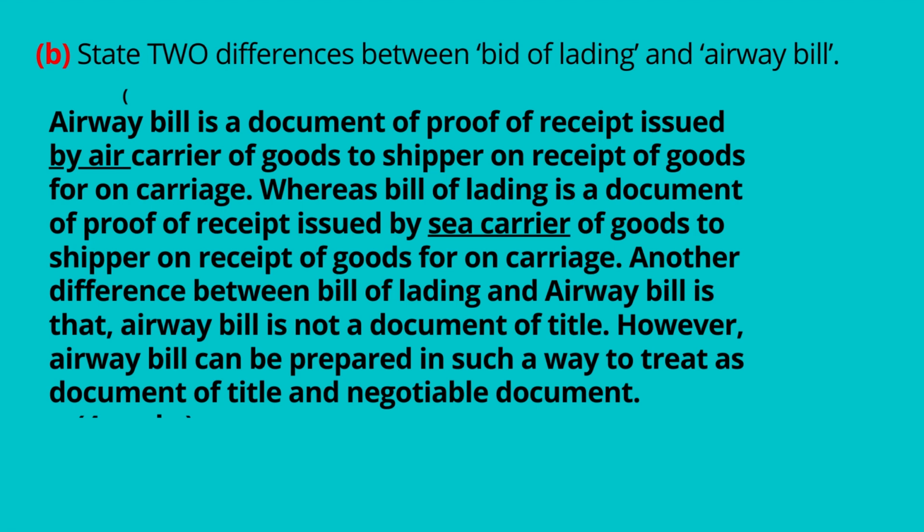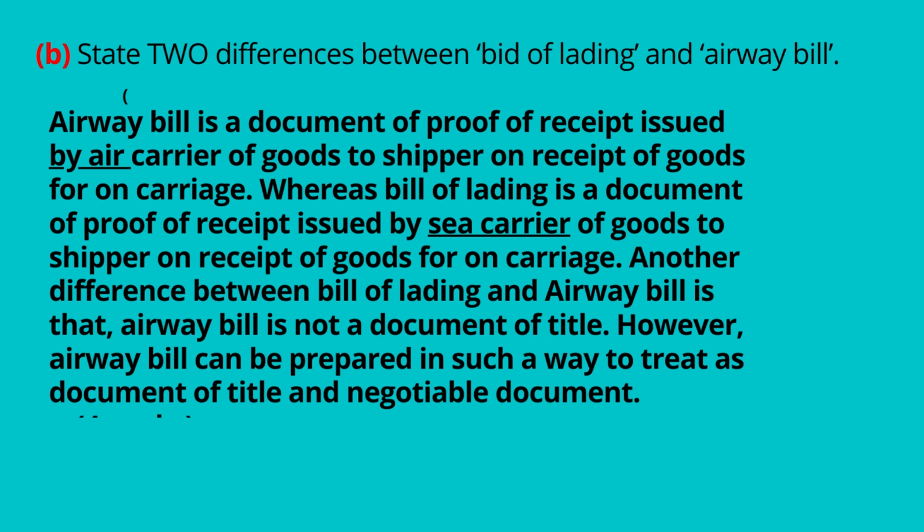One difference, an airway bill is a document of proof of receipt issued by an air carrier of goods to the shipper on receipt of goods for on carriage, whereas a bill of lading is a document of proof of receipt issued by the sea carrier of goods to the supplier on receipt of the goods for on carriage.